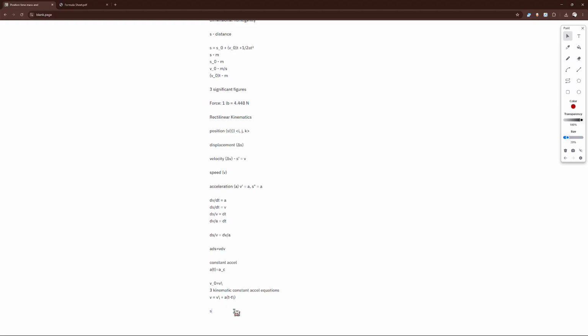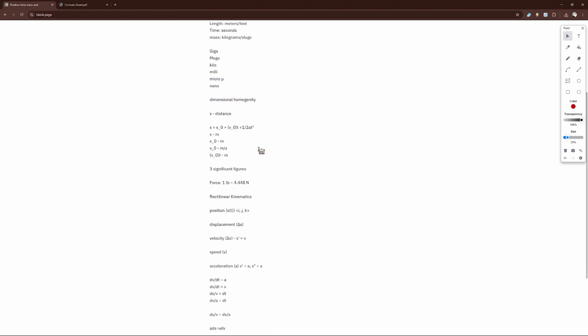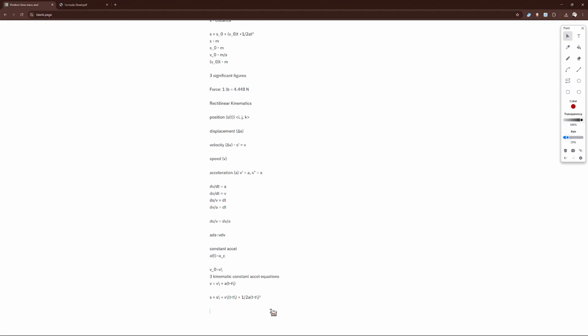Next up, we have one for position. So position is equal to s naught plus v naught (t minus t naught) plus half a (t minus t naught) squared. We already went over this equation earlier when I was explaining dimensional homogeneity. But this is for position. You have final position at the front. This is initial position, initial velocity, time, initial time, constant acceleration, time, initial time squared.